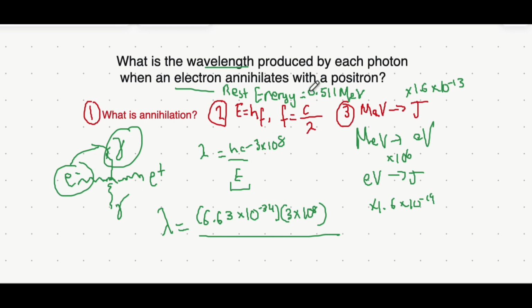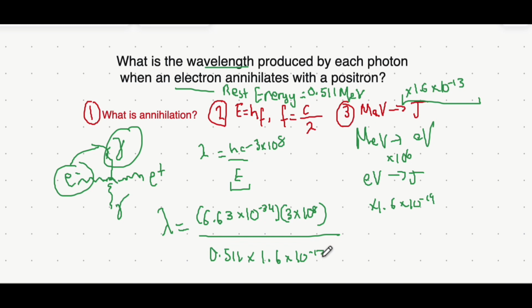And here it's only asking for the wavelength of each photon. So we only need to take the energy of one of the particles in the collision. So we take 0.511 and we multiply by what we need to multiply by to convert it into joules, 1.6 times 10 to the minus 13.